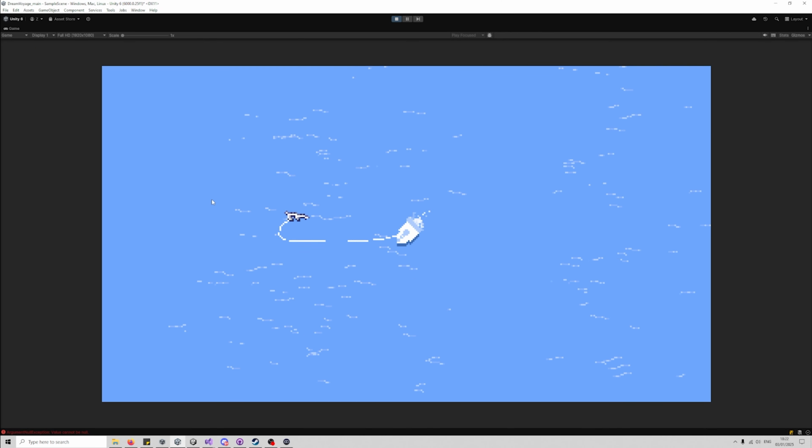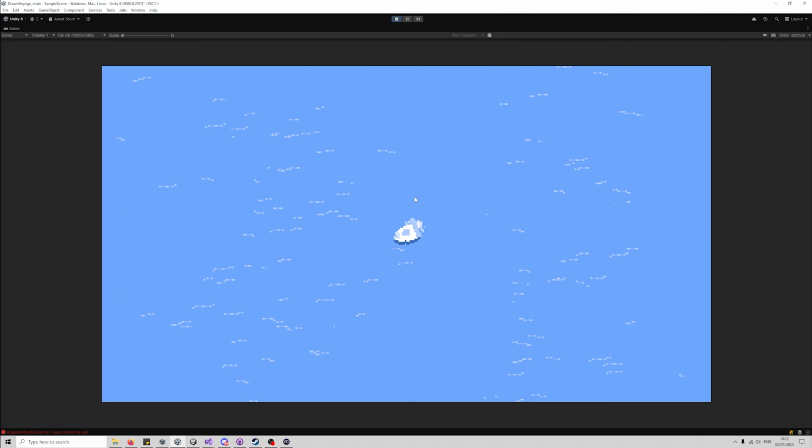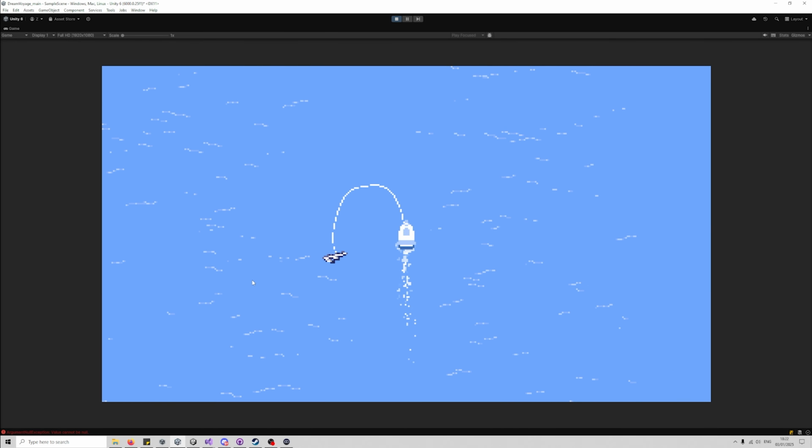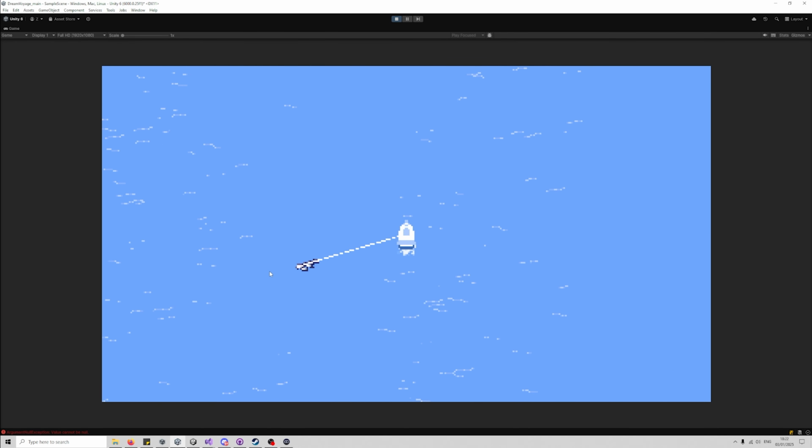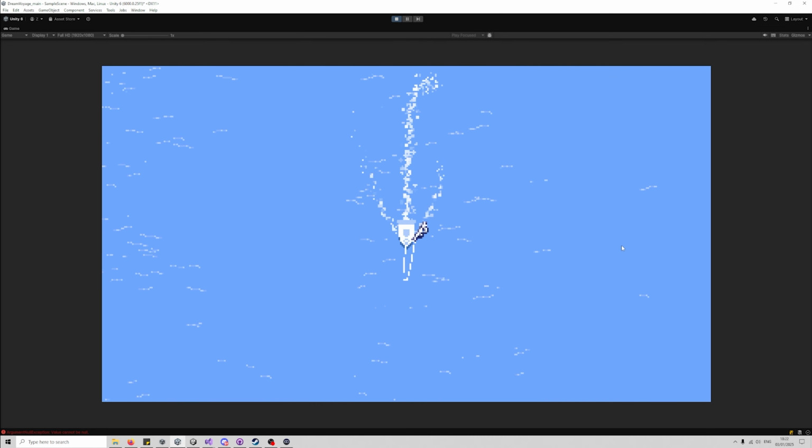Now, having refactored the project, I reintroduced the hook mechanic back into the game. I also added the rope simulation. It looks okay, but there's some glitches with the rope when they're spawned. I'm going to fix that in the future.